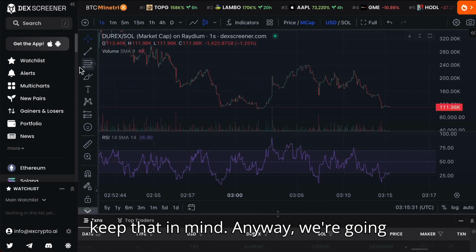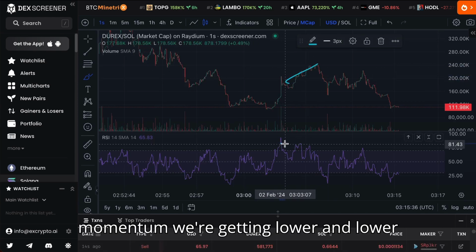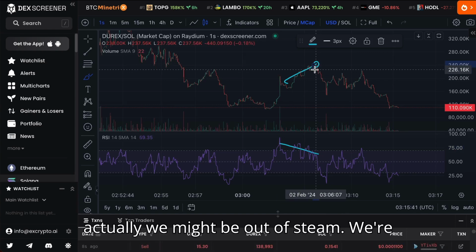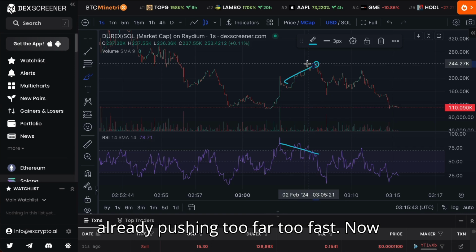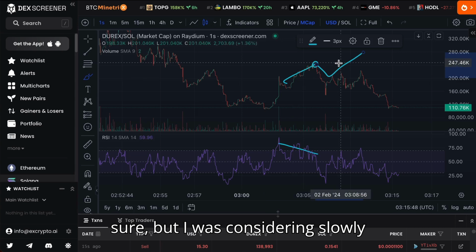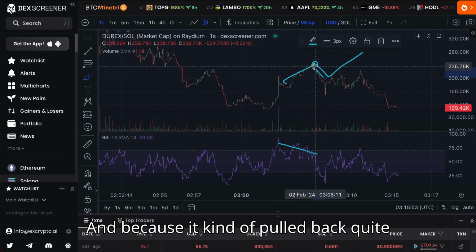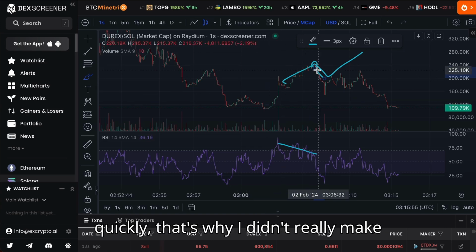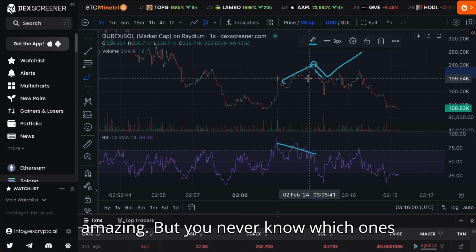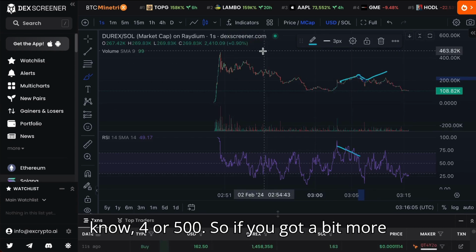Anyway, we're going up and we're getting higher and higher and higher peaks. But notice on the momentum, we're getting lower and lower and lower. This warned me here that actually we might be out of steam. We're already pushing too far, too fast. Now, this could easily pull back and then shoot off to 300. I don't know that for sure. But I was considering slowly selling my position here, which I did. And because it kind of pulled back quite quickly, that's why I didn't really make that much profit on this trade. It was still all right trade, but it wasn't amazing. But you never know which ones are going to run higher, because obviously the high here was all the way at 400-500.